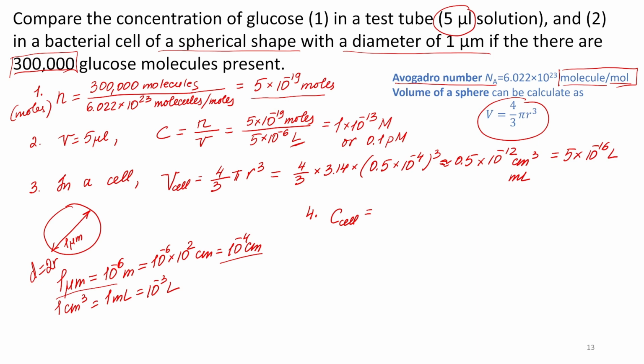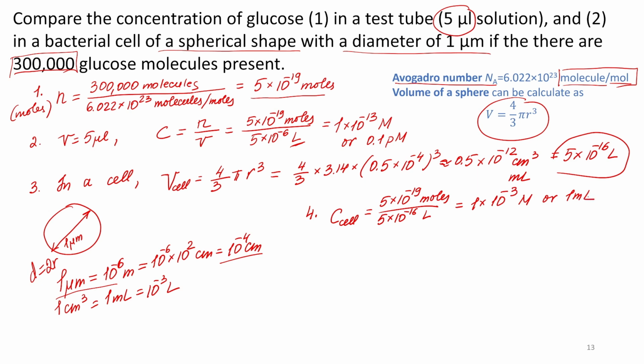So step number 4 is actually calculating the concentration of that number of glucose molecules in a cell. So we have the same number of moles, 5 by 10 to the minus 19 moles, over the volume, which is much smaller than the volume in a test tube, even though microliter volumes in a test tube are also very small, right? So we have 5 by 10 to the minus 16 liters, and that will give us 1 by 10 to the minus 3 molar, or 1 millimolar, right?